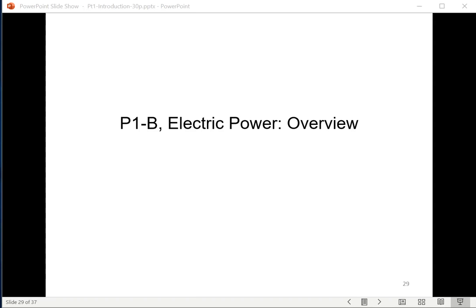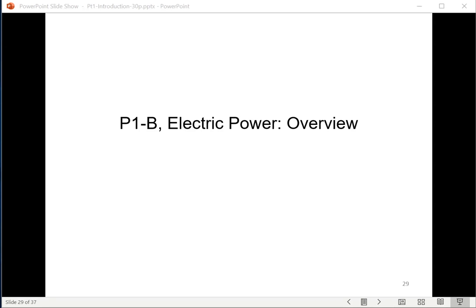This is the second topic of part 1, and it's about the overview of electrical power systems. I'm doing this because you probably have a mostly mechanical discipline-biased background, so I thought I'd give you a quick review and revision of the basic concepts of electrical power.